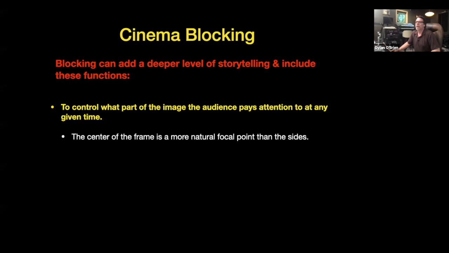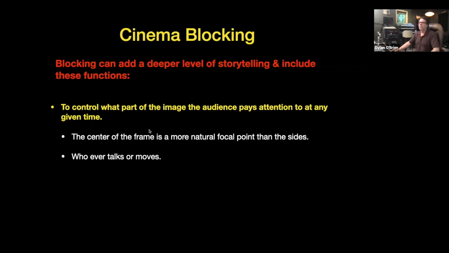So the center of the frame is a more natural focal point than the sides. So that's an important thing to remember. We've talked about rule of thirds and everything, but when we're still talking about rule of thirds, we may put some important stuff more towards the middle because that's important.